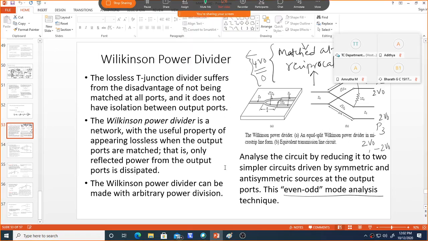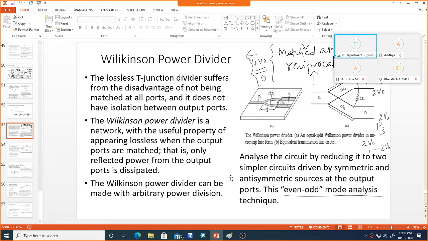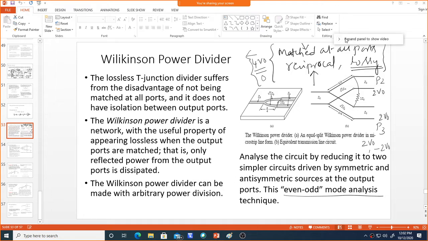So, in the last class, we were discussing the Wilkinson power divider. Today we will continue that discussion: how the power will be divided into the output ports, between port 2 and port 3. As we discussed, the disadvantages of the T junction are that it is not matched at the output ports, and also there is no isolation between the output ports.